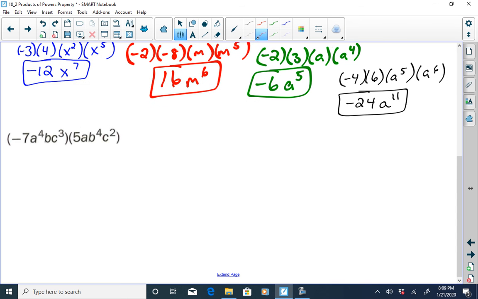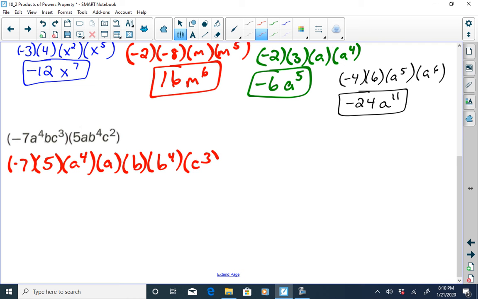All right. Right here, we have a lot of different factors here, so we really have to be careful when we use our commutative property. But this is going to be negative 7 times the 5, and then we have a to the 4th. And let's see, here we have a to the 1st, right, times a, and then we have b to the 1st, and that's going to be times b to the 4th, and then we have a c to the 3rd, and then we have times c to the 2nd power. All right, so we want to reorganize our factors, and now we multiply.